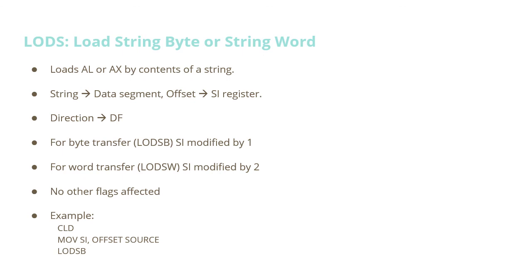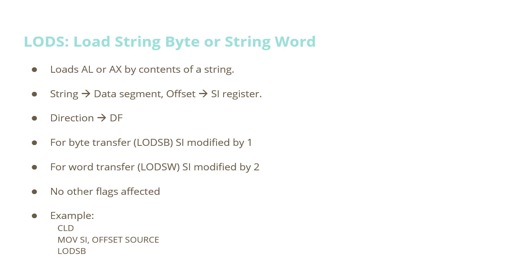In the case of a byte transfer, it will be the LODSB instruction and the SI will be modified by a value of 1. In the case of a word transfer, it will be the LODSW instruction and the SI, or the source index register, will be modified by 2. No other flags are getting affected by this instruction. We'll see this with the help of an example.